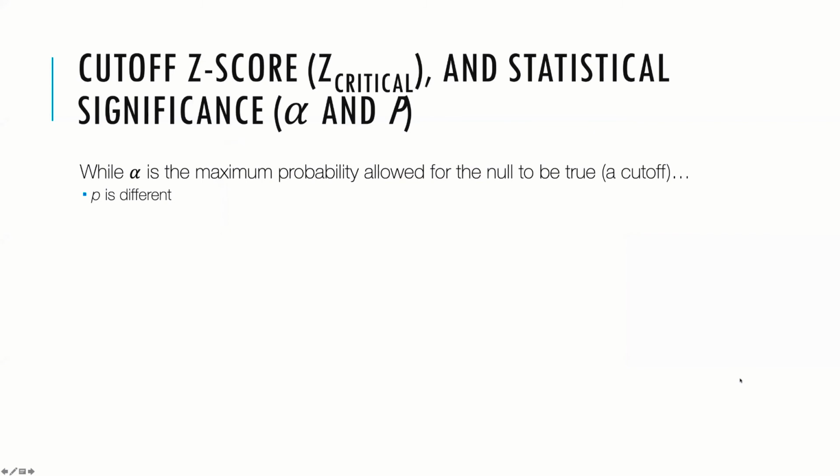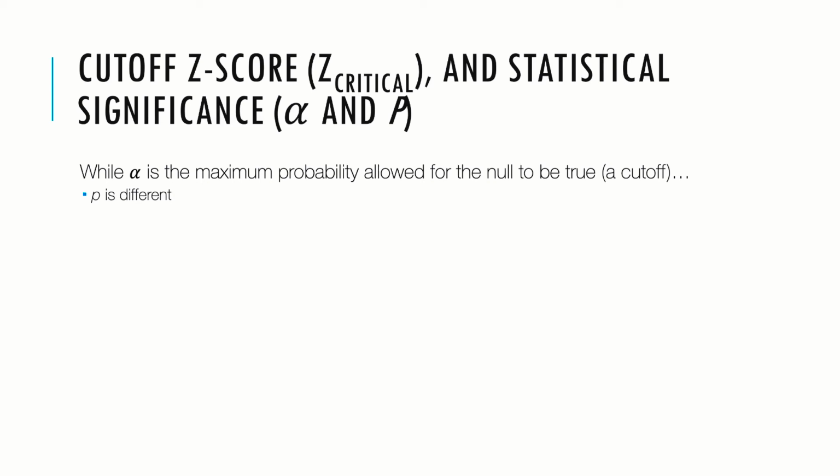So I said there's alpha. I've also referred to p or p hacking, or you might have heard p values before. And p is different from alpha, but they are sort of related. Alpha, again, is the maximum probability allowed for the null to be true, right? So we set a cutoff and we say, this is the maximum we're going to allow. And oftentimes it's only 5% maximum for the null to be true. We're trying to limit the amount that the null can be true in these cases.